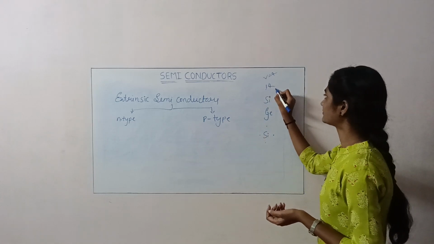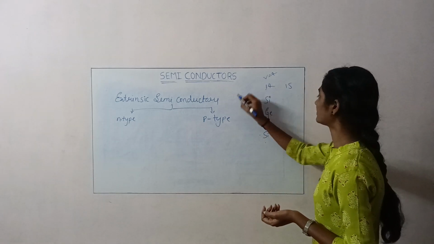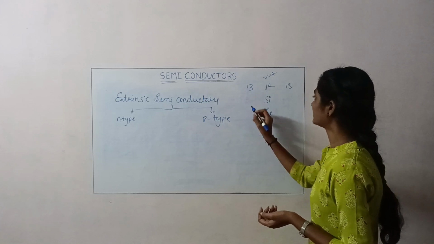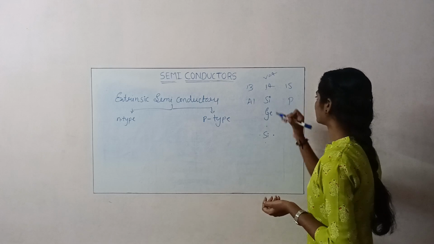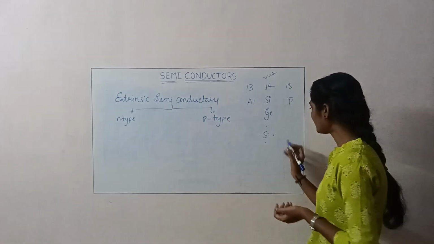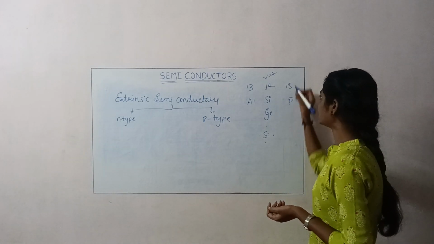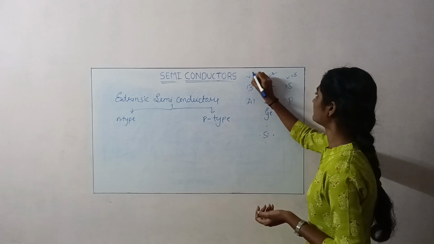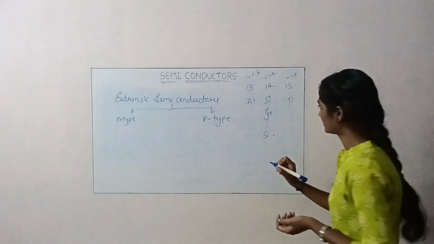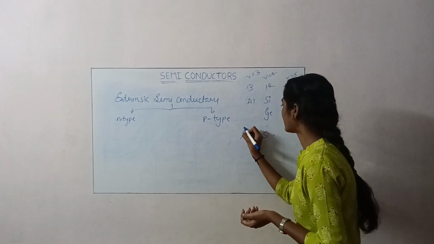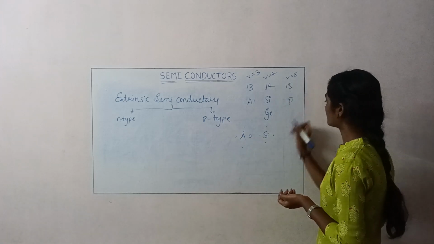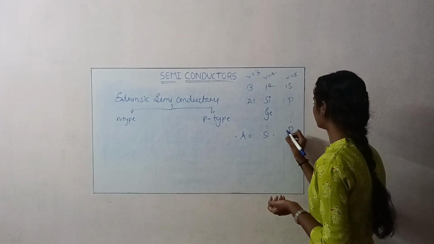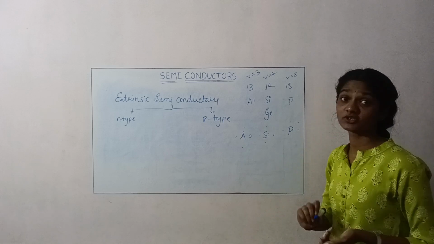So beside this 14th group, here is the 15th group and here is the 13th group. In the 13th group, aluminium is there, and in the 15th we take phosphorus. The valency is 5 here and 3 here. So aluminium will have valency 3, so one hole is there. And for phosphorus it is 5, so one extra electron is there.